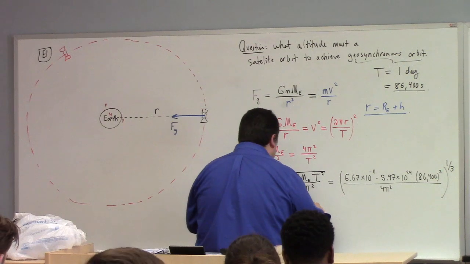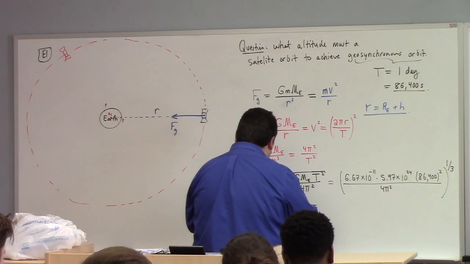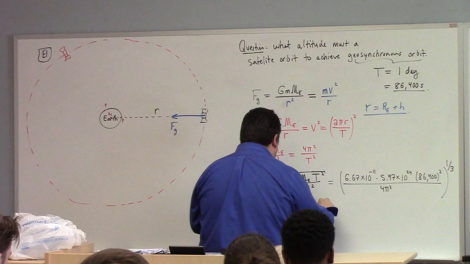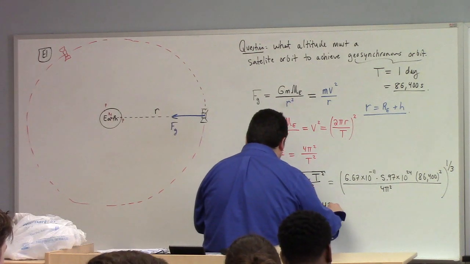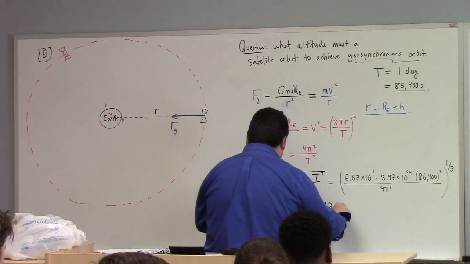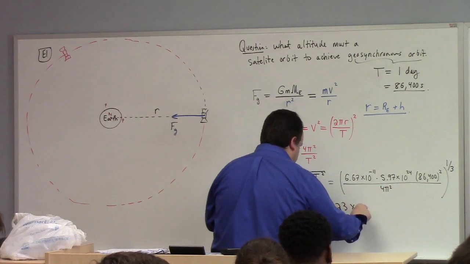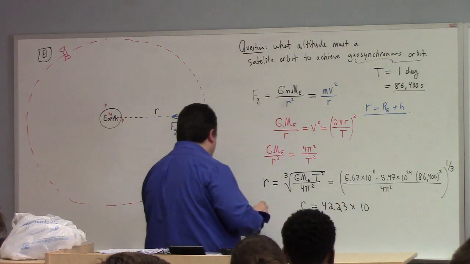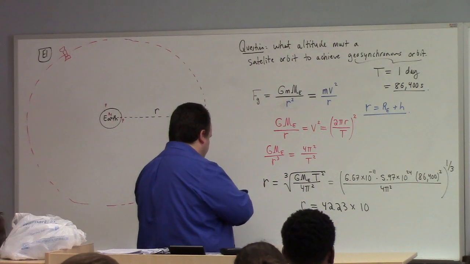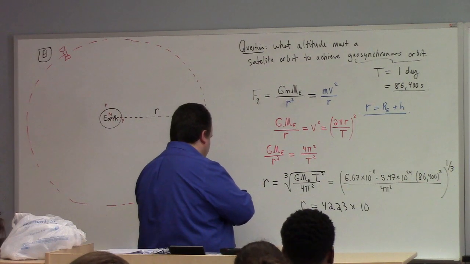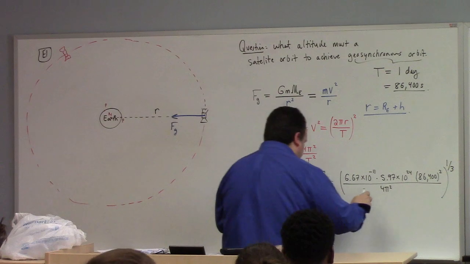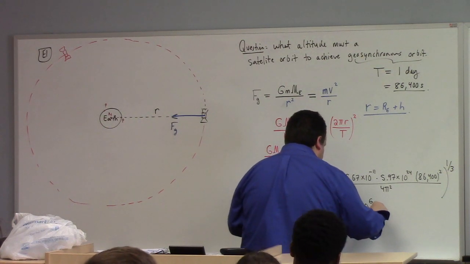I've got R is 1, 2, 3, 4, 5. Looks like 42.123 times 10 to the... I know that's weird to do 42. Just a second, let me think about this. 1, 2, 3, 4, 5, 6. Well, yeah, okay, fine. That's times 10 to the 6th meters.